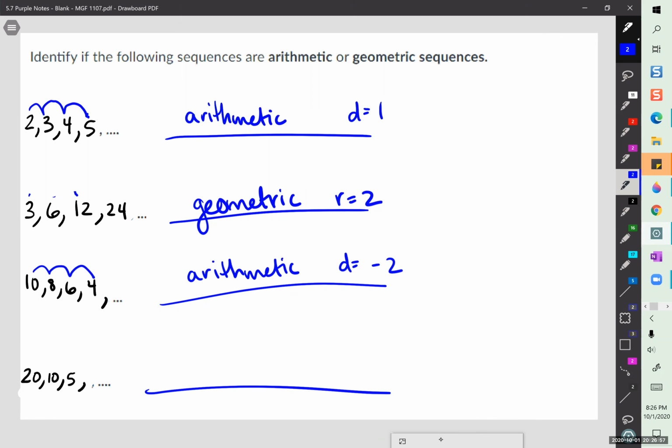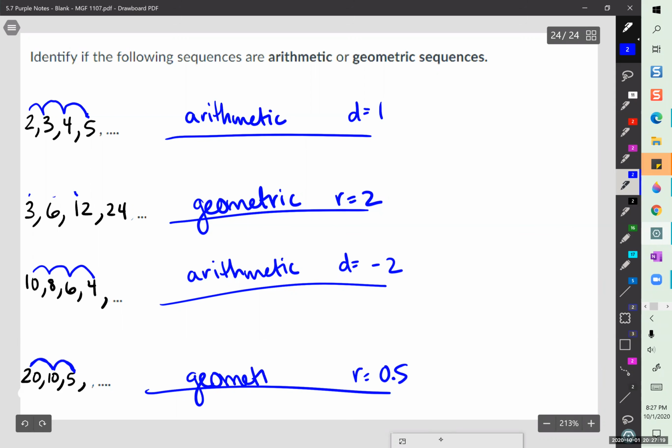Now for our final one, we might think, oh, well, 20 minus 10 would get us the first place, but that pattern doesn't hold up, right? So it's not subtracting or adding, but 20 times 0.5 is 10. 10 times 0.5 is 5, so it's multiplying by 0.5, and we would get geometric.